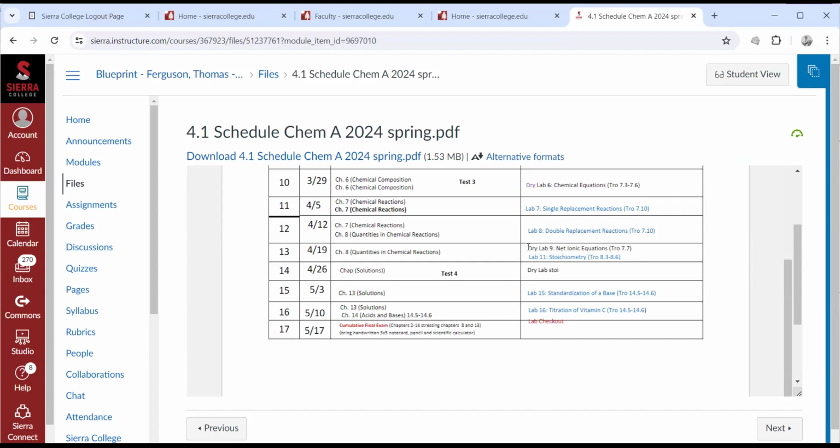So it's still due on the 27th, the week after. I always give you a week, except for the very last lab. That's a two-week lab. Okay, so the pre-lab for stoichiometry needs to be done. The net ionic equation is related to double replacement reactions.